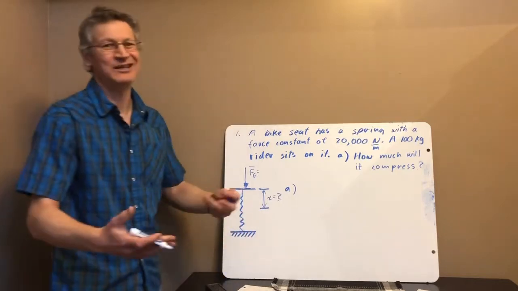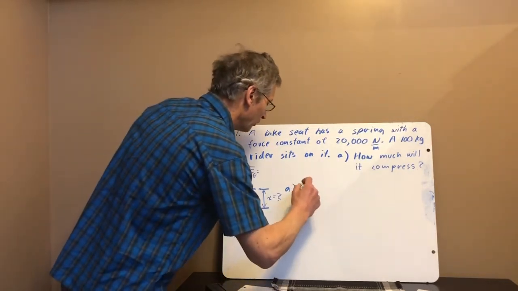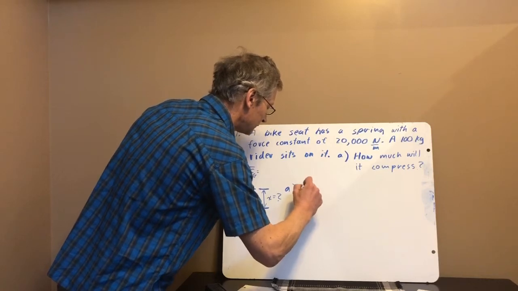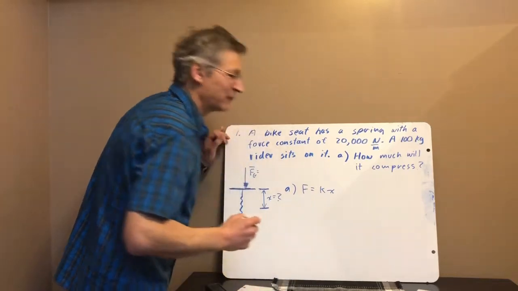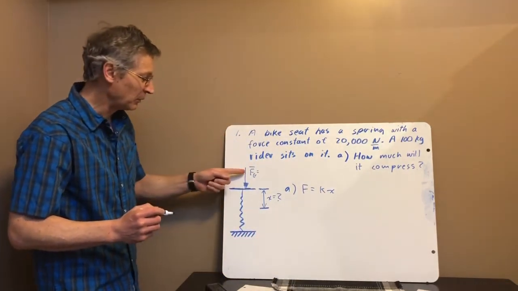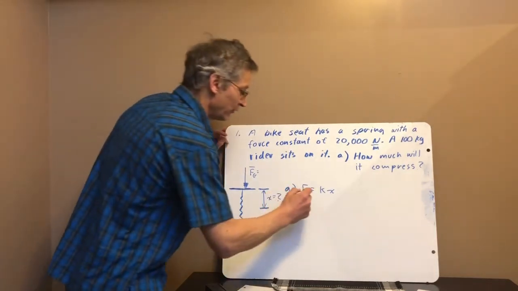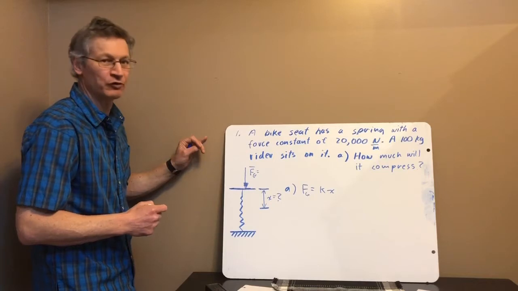Okay, so easy enough, right? What do we know about springs? Well, we know that F equals kx, and the force on this spring is basically the weight of the rider, the force of gravity. Okay, what's the weight of the rider? What's the force of gravity there?